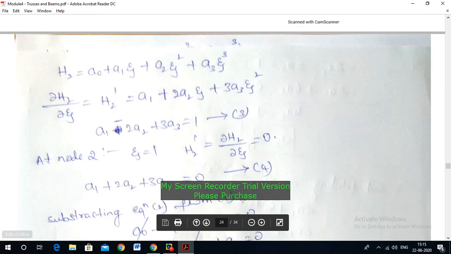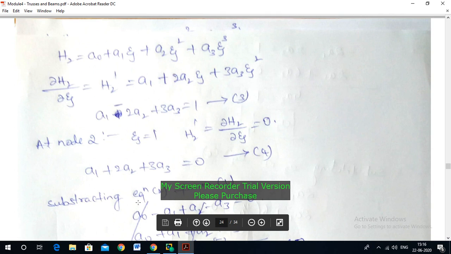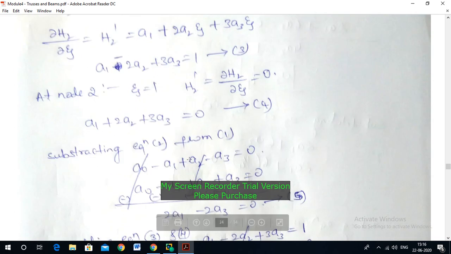And at node 2 the boundary condition, if zeta is equal to 1, s2 dash is equal to 0, that is del s2 by del zeta. Therefore, differentiating this equation with respect to zeta, and substituting the value of zeta is equal to 1 and s2 dash is equal to 0, I will get a1 plus 2a2 plus 3a3 equal to 0. I will call it equation number 4.